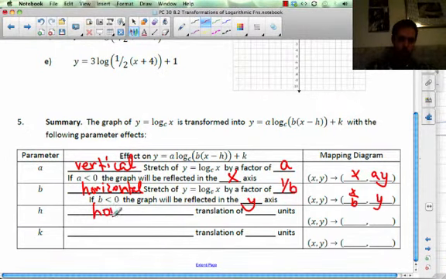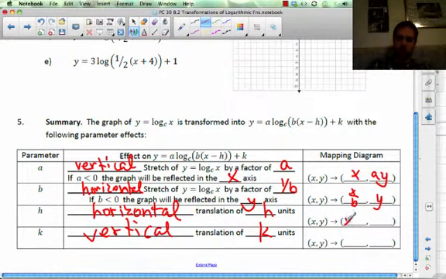H, as usual, same thing as everything else, horizontal translation of H units. K, as usual, a vertical translation of K units. So we go from our x value to x plus h. So if H is a positive number, we move to the right. And then for y, the x doesn't change, but the y value is shifted by a factor of k.